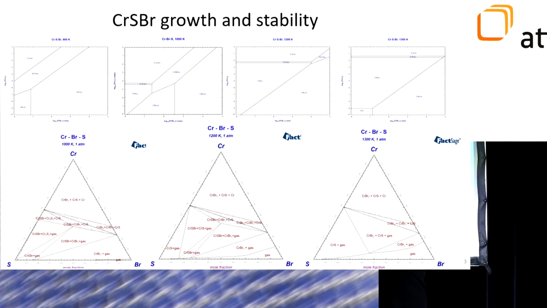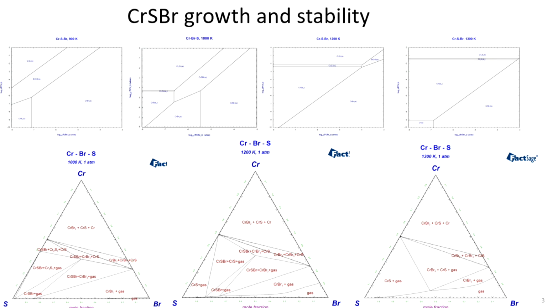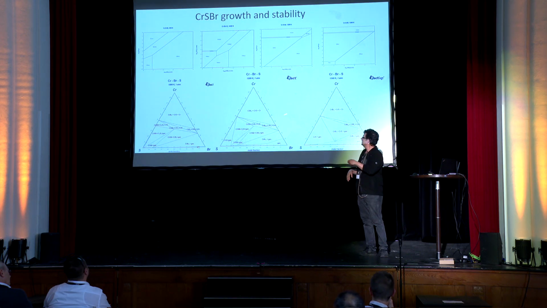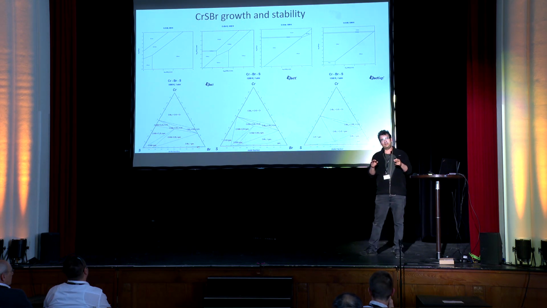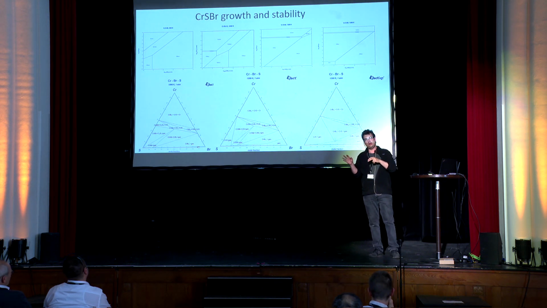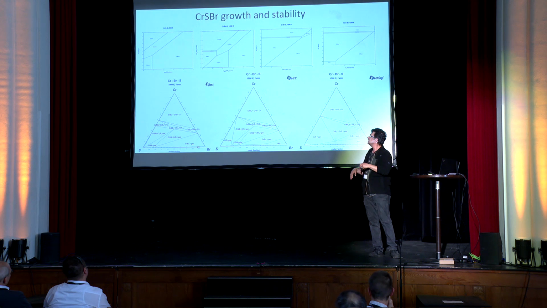And something more about the growth. Here is this Kellogg diagram, where you have a region of stability of chromium sulfobromide and the corresponding partial pressures of sulfur and bromine for different temperatures. You can see that already at 1200 Kelvin you need relatively very high vapor pressure of both elements. And what was most surprising for us, you need 2 orders of magnitude higher partial pressure of sulfur than bromine. When you look at this phase diagram, you can see that it decomposes to chromium tribromide and chromium monosulfide plus sulfur vapor.